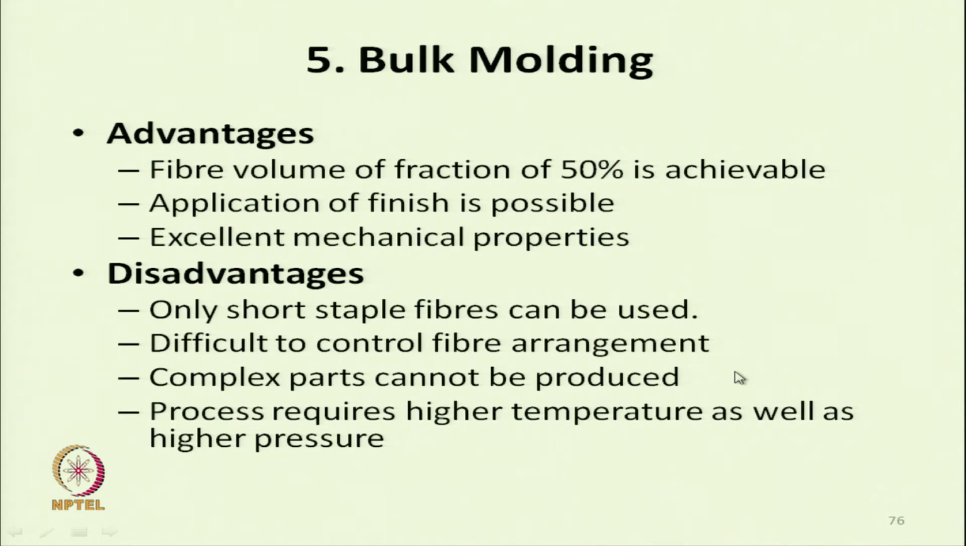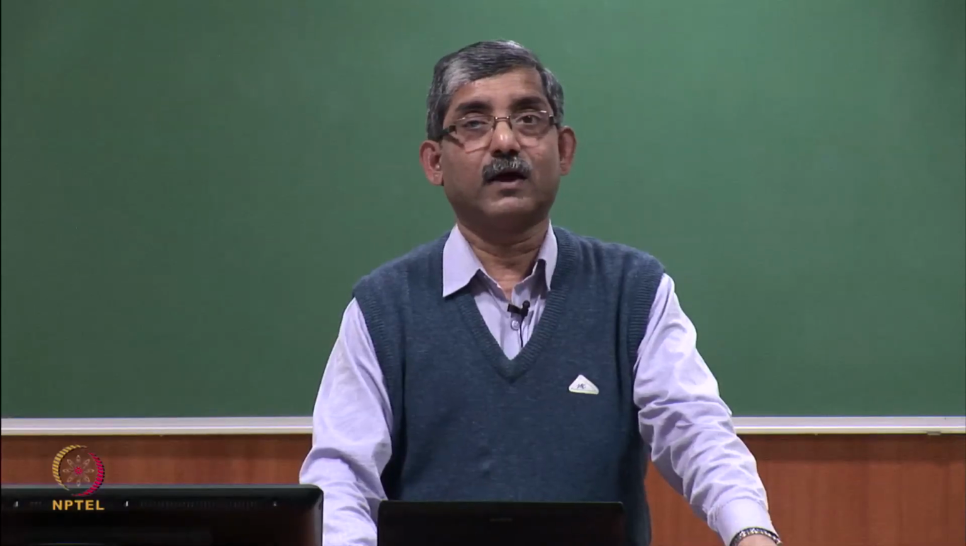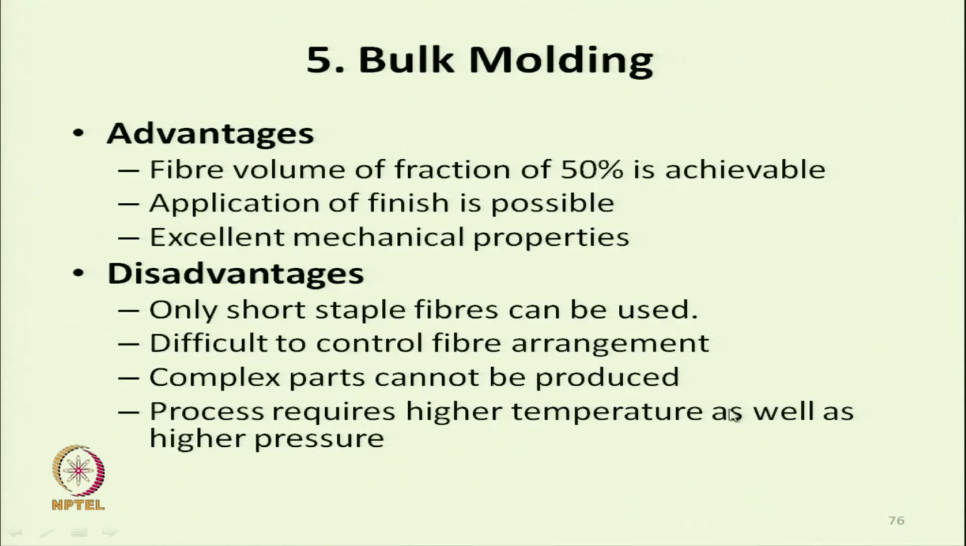complex parts cannot be manufactured, and this process requires high temperature as well as high pressure, because here we have to apply high pressure. In this method, bulk molding method, we can use the thermoplastic matrix also in the form of, say, powder. So, for that high temperature is required in the mold.